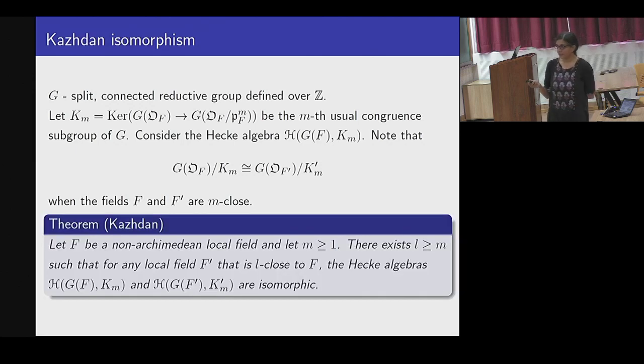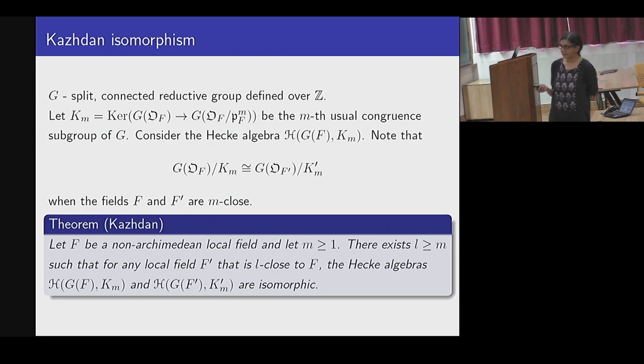The theorem of Kazhdan is the following. Let F be a non-Archimedean local field and m greater than or equal to 1. There exists an l, which may be larger than m but at least as large as m, such that for any local field F' that is l-close to F, the Hecke algebras at level m become isomorphic.